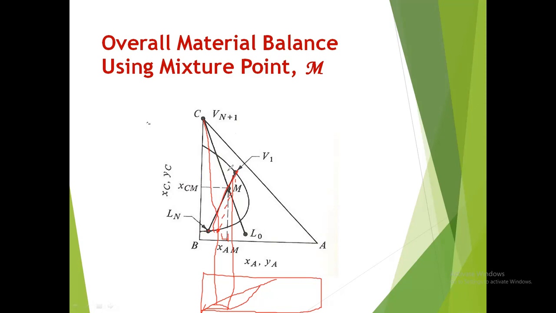Okay, so the mixture point or the bulk point M is where your L1 and V1, the equilibrated phases, will pass through. And it's the same bulk phase where L sub O and the feed and the V sub N plus 1, the solvent, is going to pass through. I suggest you read more on our textbooks on the graphical way of determining the number of stages. That way, you will have an alternative if, let's say, you have difficulty processing everything using Kremser's equation.